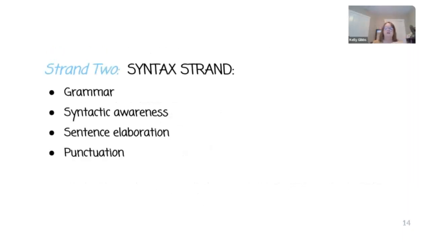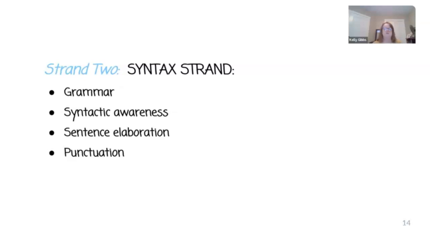In the syntax strand, as I mentioned before, grammar, syntactic awareness, sentence elaboration, and punctuation. One of the things that came up when I was speaking with the grade 4s the other day is they seem particularly focused on sentence elaboration. And so let's find out specifically in the grade 5 curriculum if that's as big a concern. So as we go through our Jamboard, let's see if we can find that.